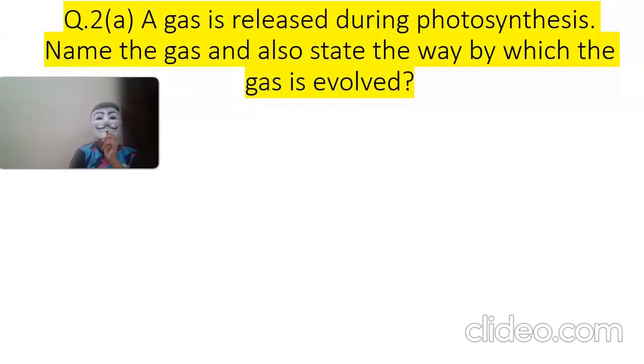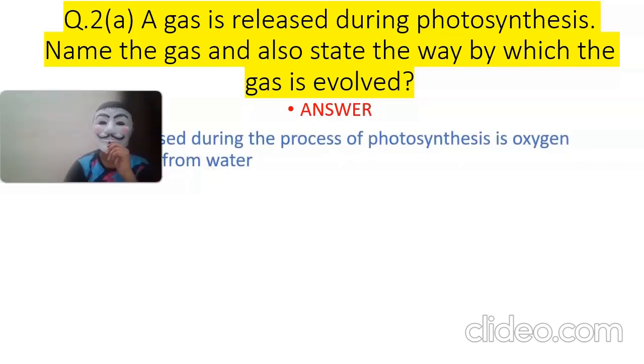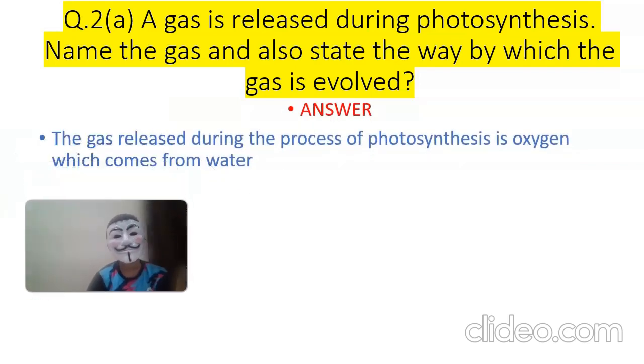Question number 2a. A gas is released during photosynthesis. Name the gas and also state the way by which the gas is evolved. This is the easiest question someone can ask in the board. The gas released during the process of photosynthesis is what?